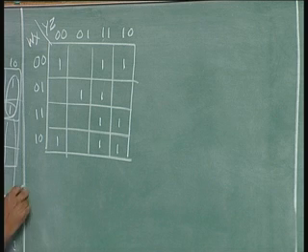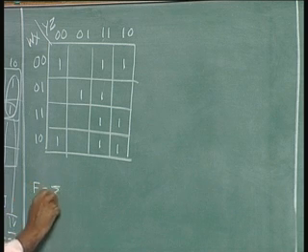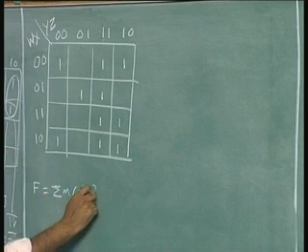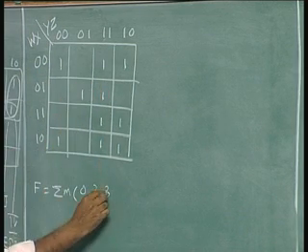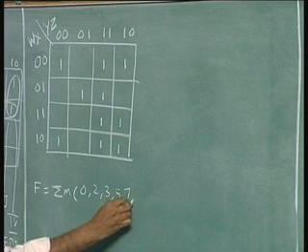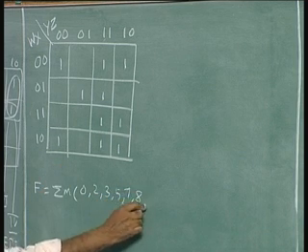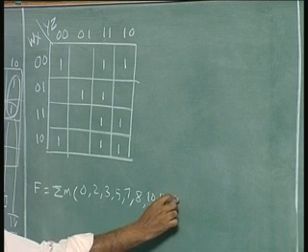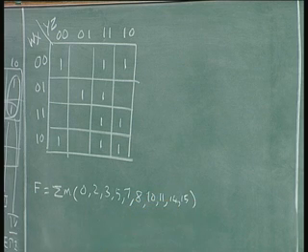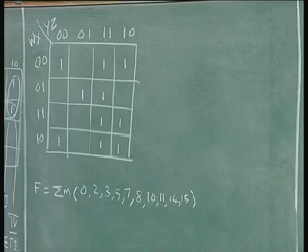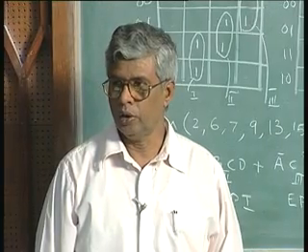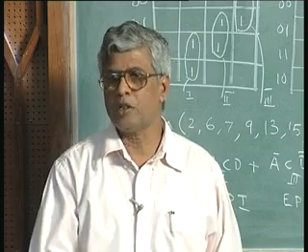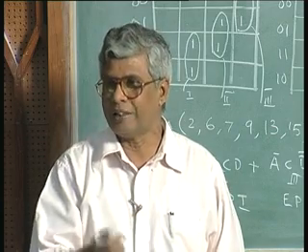So, what is the map now? F is sigma m 0, 2, 3, 5, 7, 8, 10, 11, 14, 15. Is that right? These are the min terms for which the output is true. I just drew the map and then wrote the min terms. Normally it is the other way.